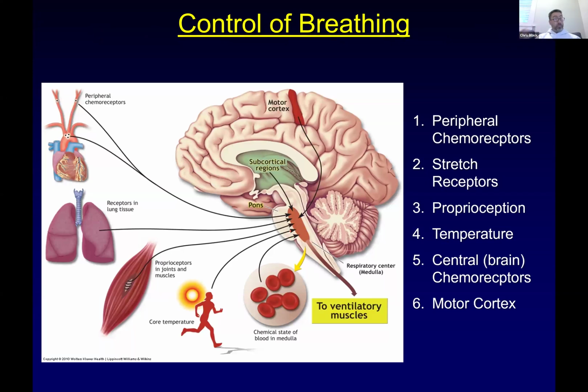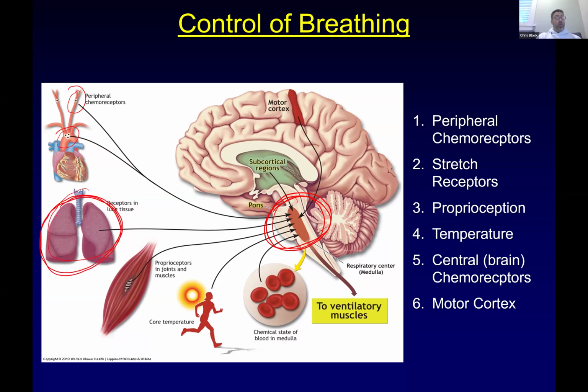Ventilation is controlled by the brain. Much of this comes back to what we call respiratory centers, which are located in the medulla. The medulla, or these respiratory centers, are going to have input coming in from what we call peripheral chemoreceptors that are in the carotid arteries and in the aortic arch. Peripheral chemoreceptors are monitoring oxygen levels and CO2 levels in arterial blood. We have stretch receptors in the lungs that are going to send information.